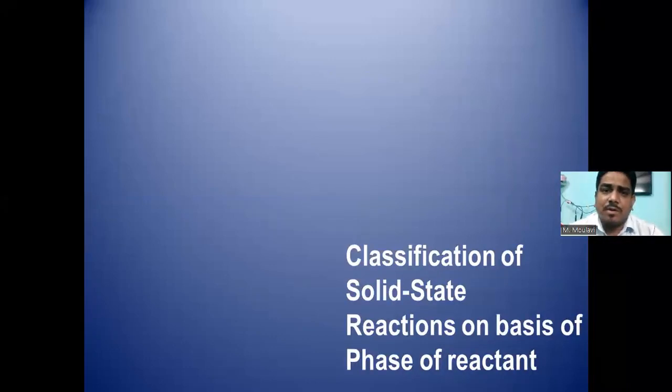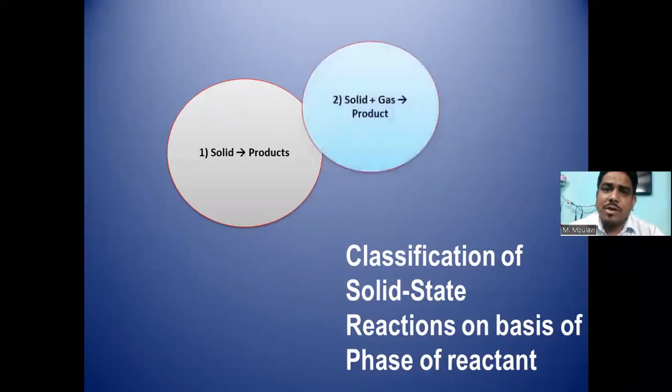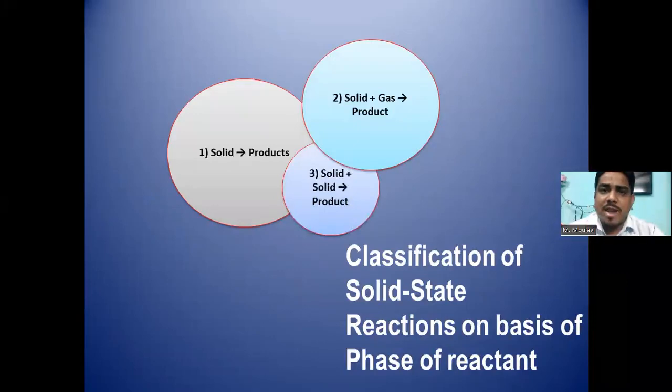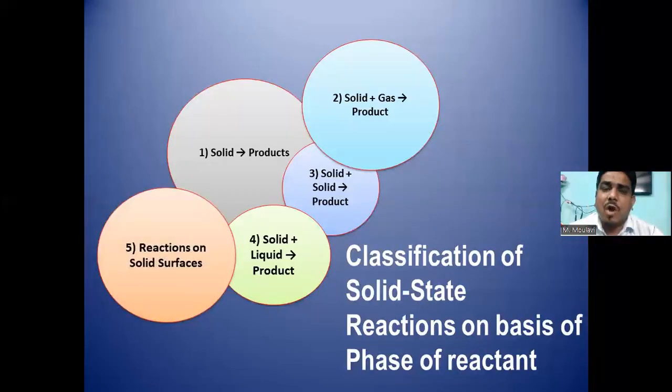So first type of the solid state reaction is the solid is directly converted into product, like decomposition reaction. Second is the solid reacts with the gas to form product. Third type is the solid reacts with solid to form product. Fourth type is solid reacts with liquid to form the product. And last, fifth, is the reaction on the solid surface.